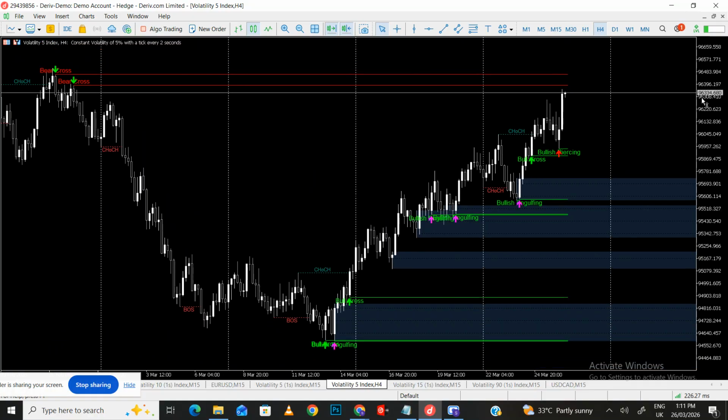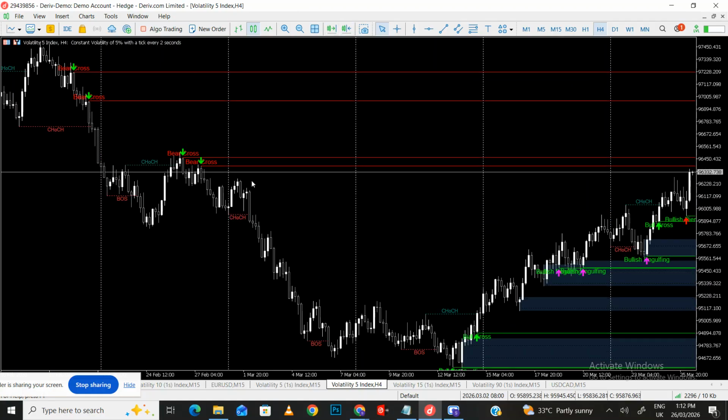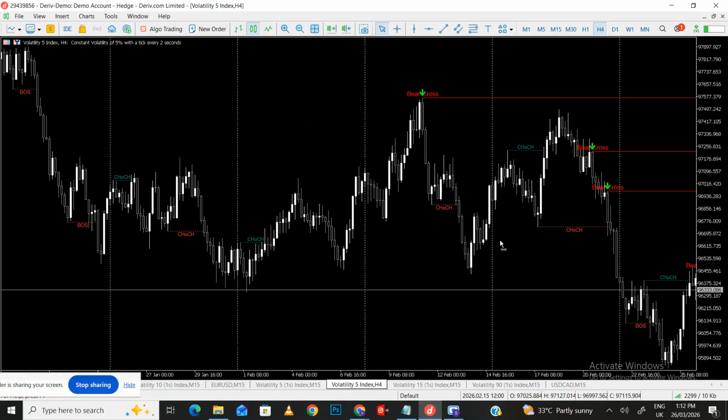Put your chart on 4 hour, and you want to look for the dark cloud and the piercing. Let me show you. Bullish piercing: if you want to buy, you want to look for bullish piercing. If you want to sell, you want to look for dark cloud. So back a little bit. That's what I'm trying to show you.